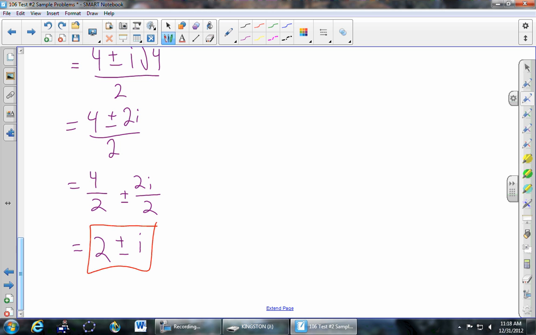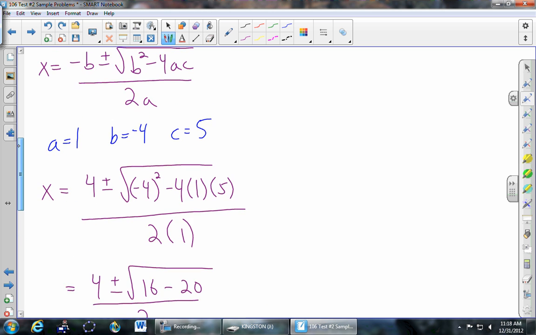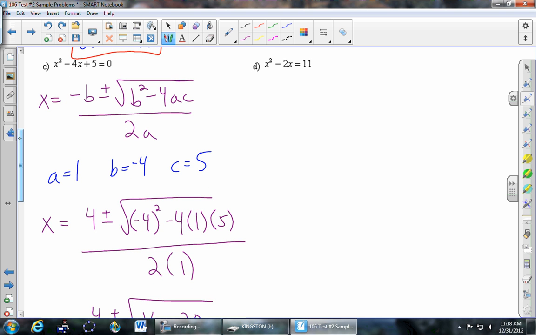Okay, and we'll come back now finally to part D. X squared minus 2x equals 11. So first, again, want to get that one side to 0 to get it in standard form. So subtract 11 from both sides. Notice I put the 11 there where the constant normally goes.